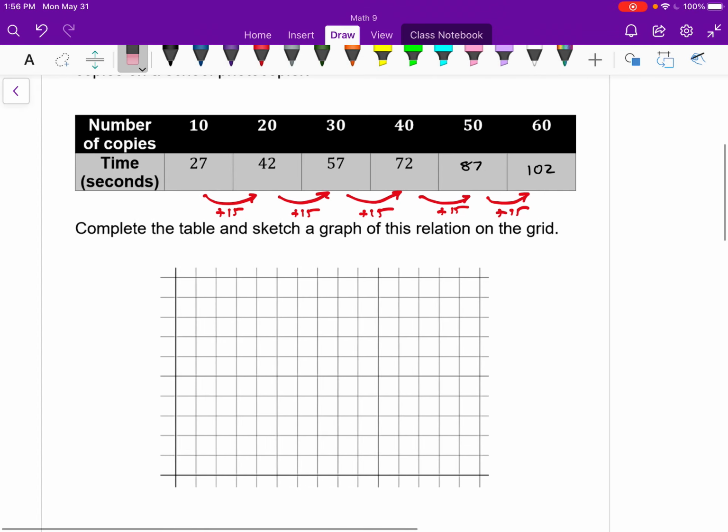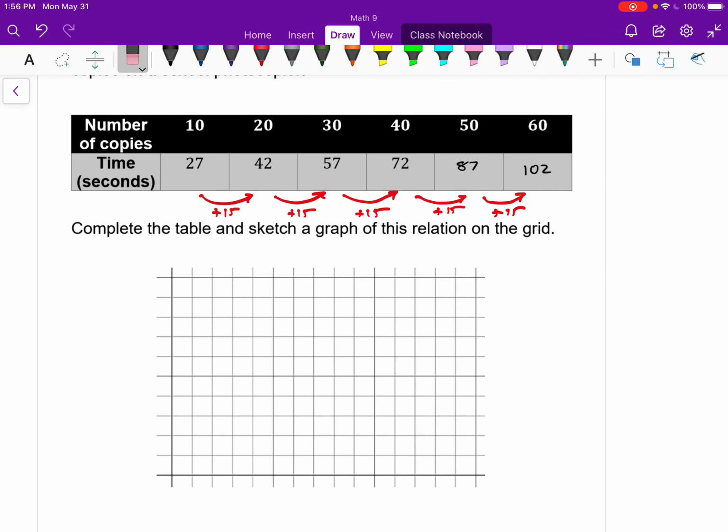We want to put what we call the independent variable on the x-axis and the dependent variable on the y-axis. So what does that mean? Well, quite often there's almost like a cause and effect relationship here between two variables, and I have number of copies and I have time. Those are my two variables. And quite often one depends on the other. So if I were to ask you, how long does it take to make copies on a photocopier? Well, it depends.